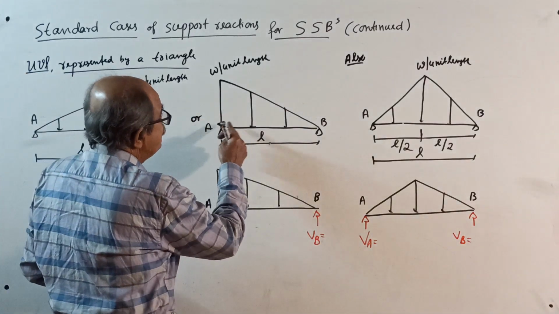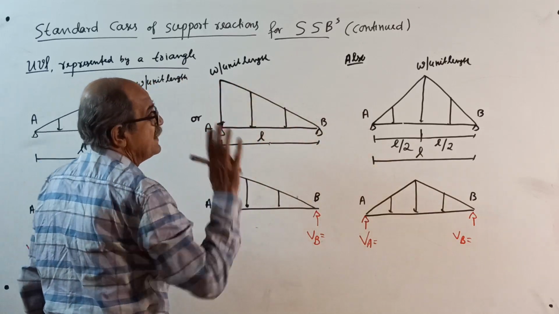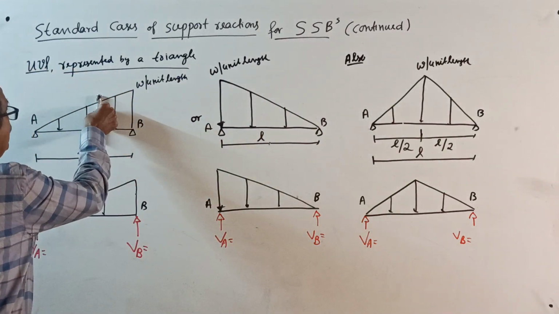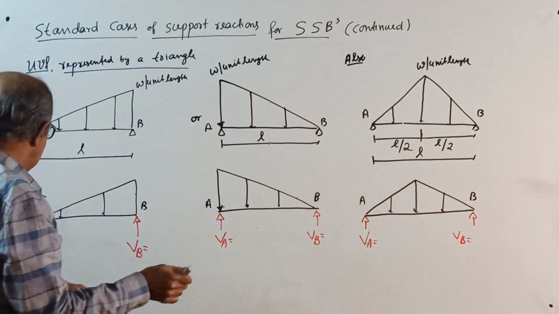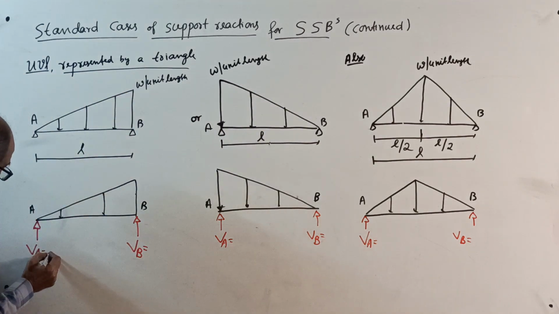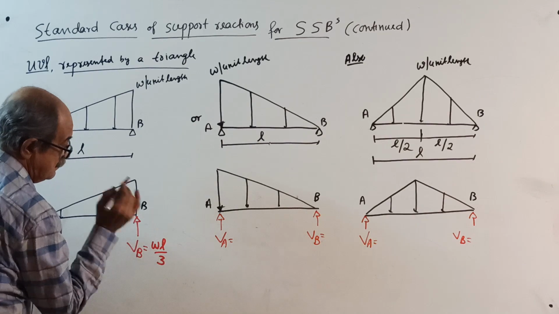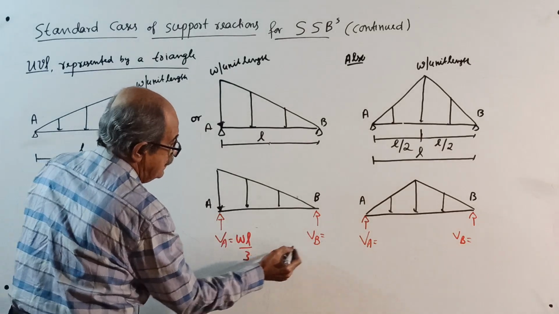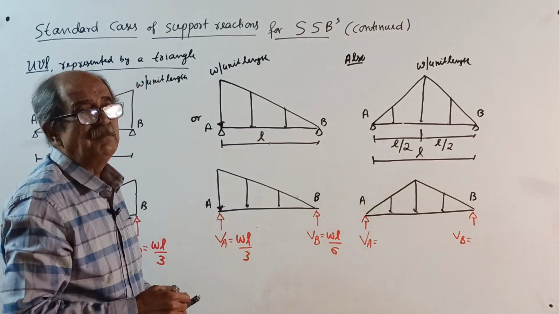Or, again the same thing here: 0 at one end, maximum at the other end, here left side maximum. Everything is explained for you. The line of action of the resultant will come somewhere here. I will put the answer here. The answer is WL by 6, this is WL by 3. Here this will be WL by 3, WL by 6.